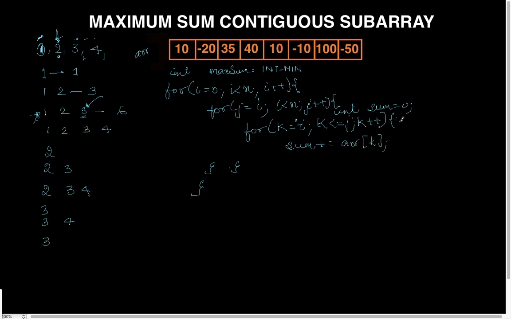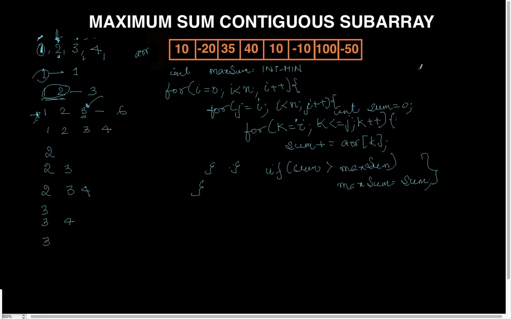When this particular loop is closed, we got the sum of that particular subarray, whether it is this subarray, this one, or this one. We got what the sum is going to be. Now we have to check if this sum is greater than max sum, we have to update our max sum, and the max sum becomes sum. This takes care of the fact that max sum is always having the value of the maximum sum.